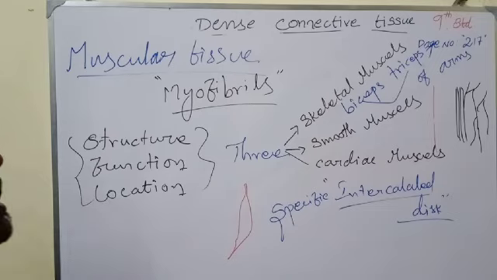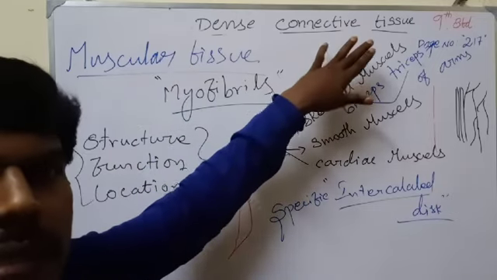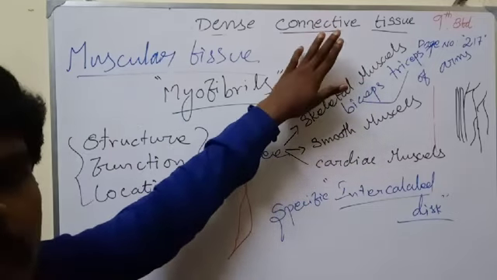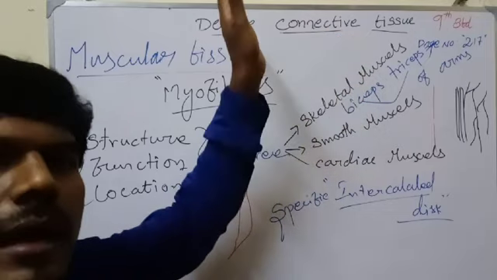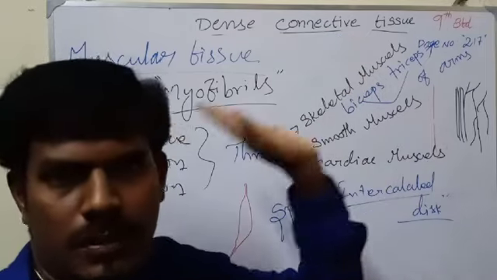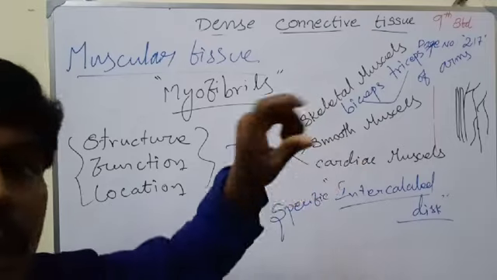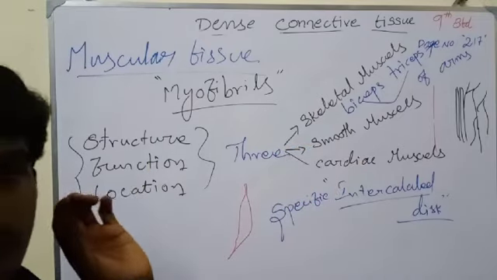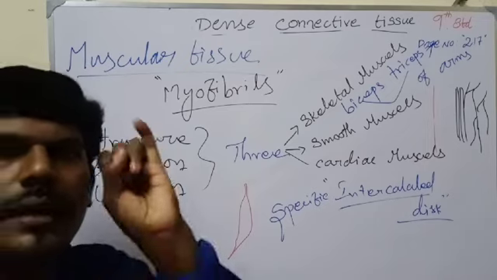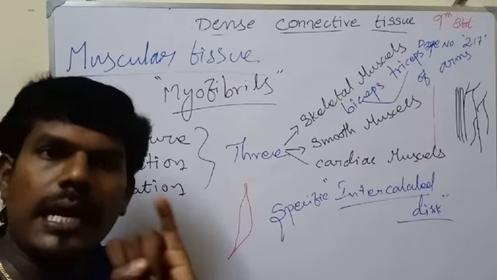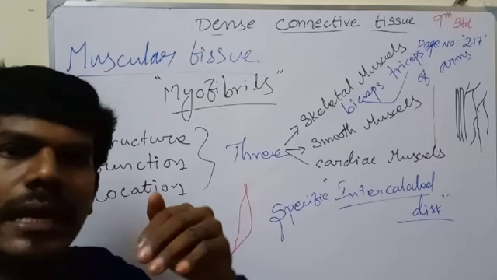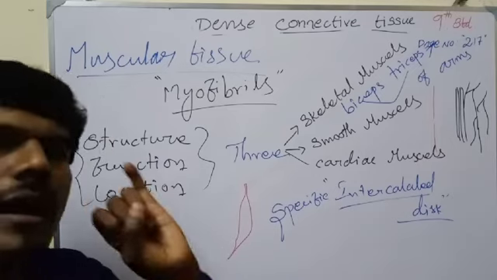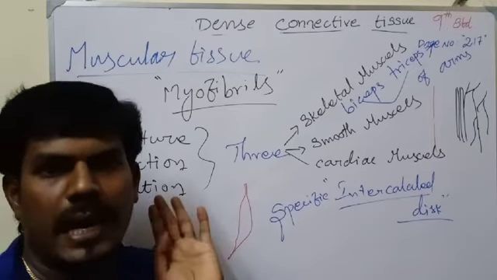Let us quickly revise. Dense connective tissues: the tendons and ligaments. Tendons connect skeletal muscle to bone, and ligaments connect bone with bone. And then fluid connective tissue. What is that? Blood and lymph. Blood has three kinds of cells. What are they? RBC, WBC, and blood platelets.